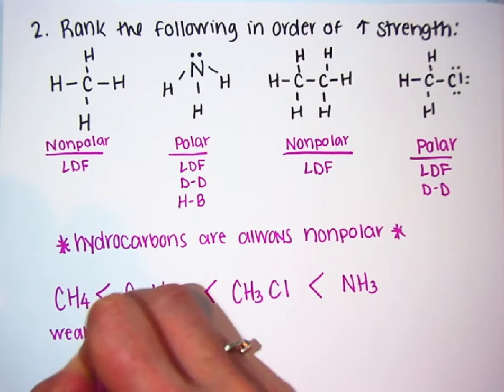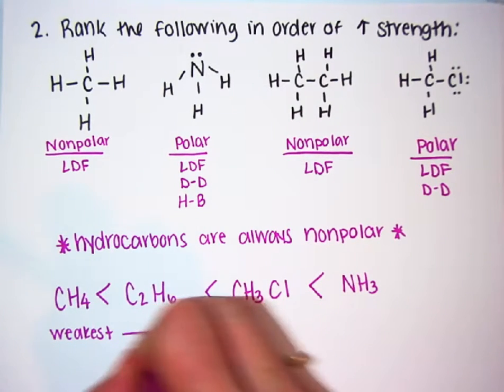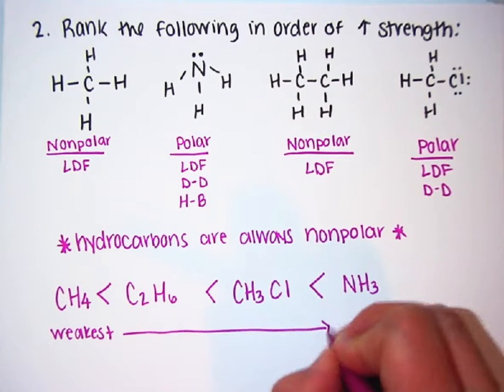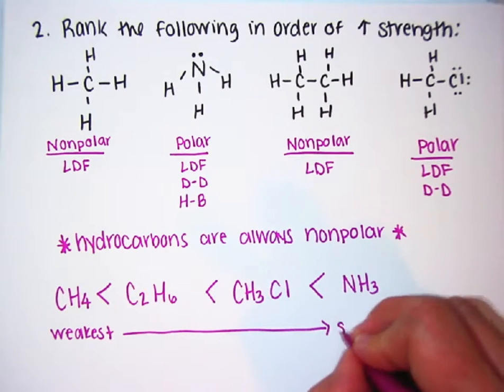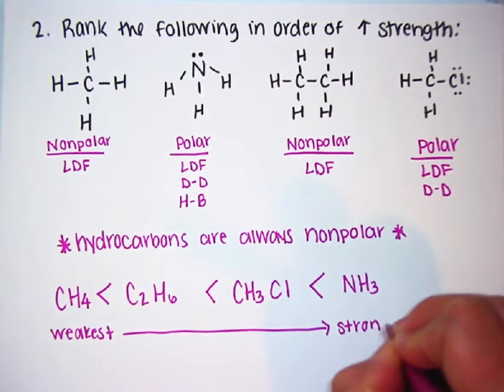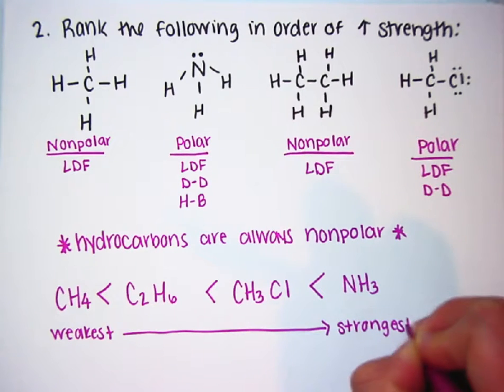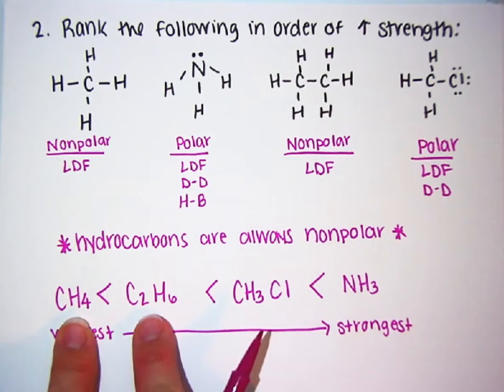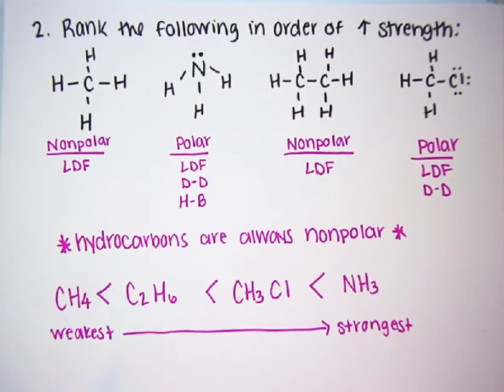So, in general, London dispersion forces are weaker than dipole-dipole, which are weaker than hydrogen bonding. If you have two molecules that have the same intermolecular forces acting on them, then we go by size. Whichever one is larger is going to be stronger.